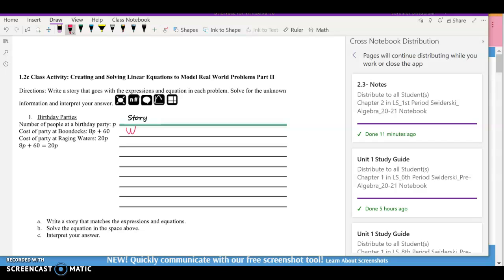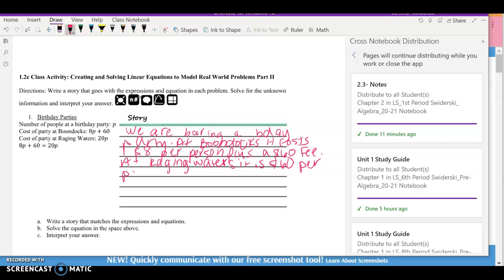So story, we are having a B-Day party at, we'll say, Boondocks. It costs $8 per person plus a $60 fee. At Raging Waters, it is 60 per person. Ooh, not 60, sorry, 20 per person.